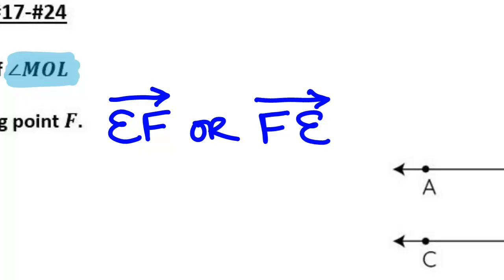Now, one of the things I want you guys to notice is even though this ray points to the left, in my notation, the arrow still points to the right. The end point goes first, and then over here is the point in the same direction as the arrow. But the notation over the top is always an arrow that points to the right.